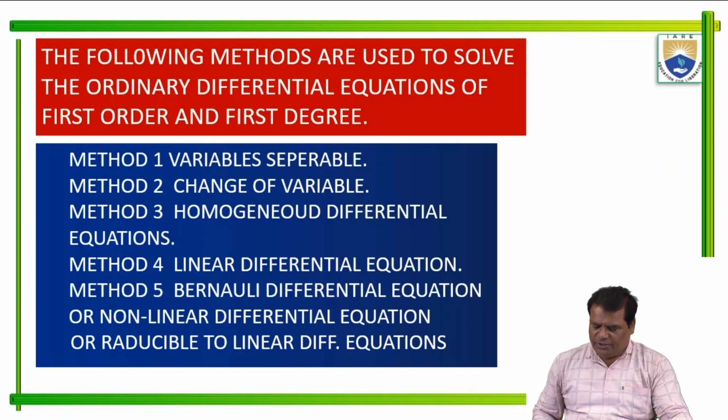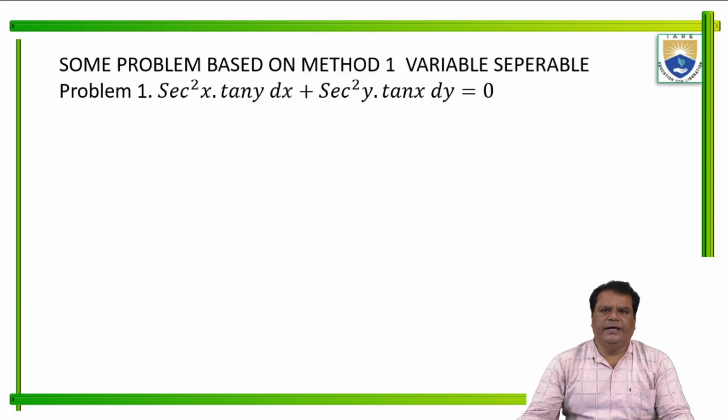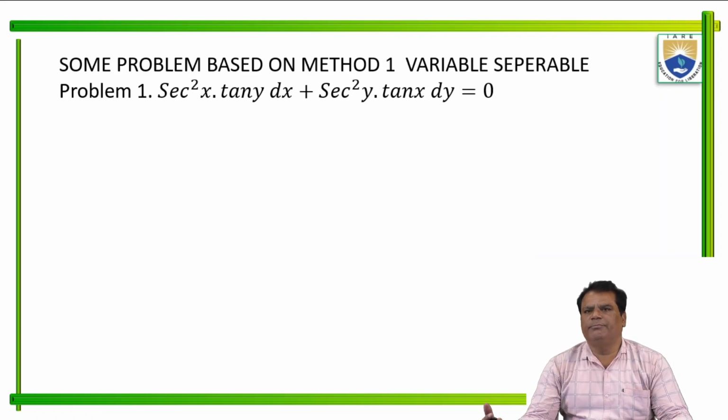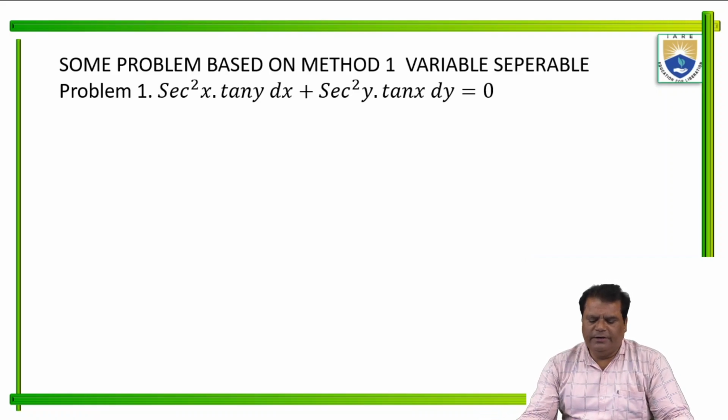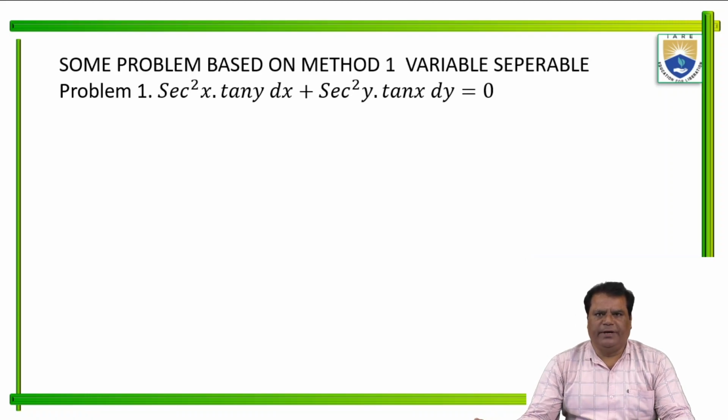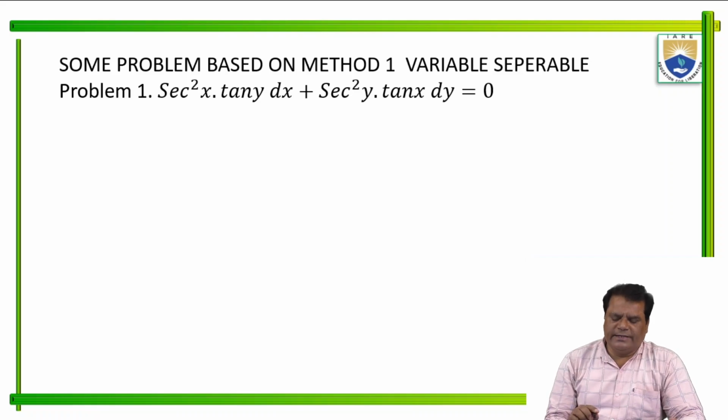So now, on the first day, I am solving some problems based on method 1, which we discussed in the last lecture. Method 1 is variable separable. Problem 1: sec square x into tan y dx plus sec square y into tan x dy equal to 0.